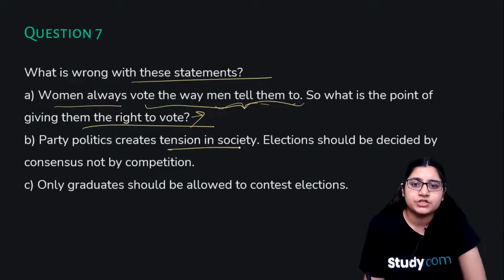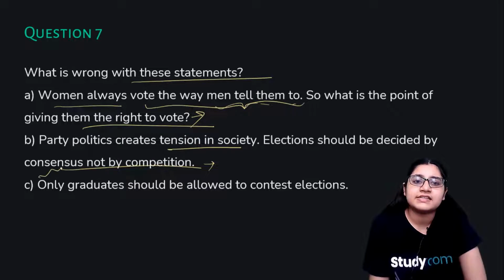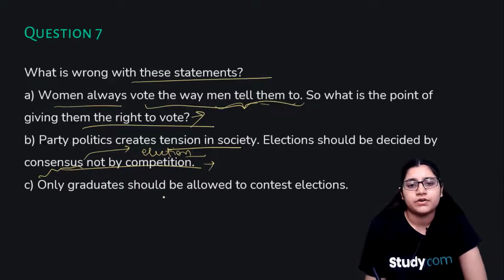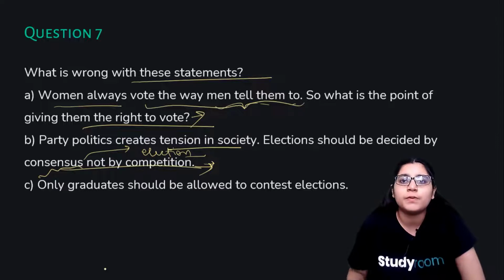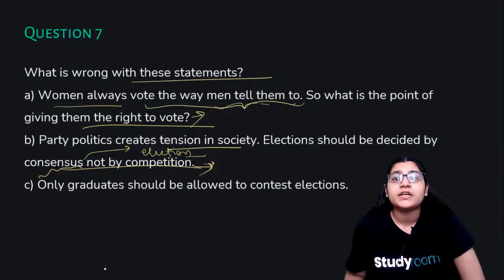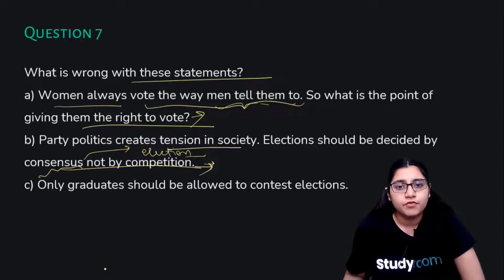Party politics create tension in society. Elections should be decided by consensus, not by competition. The thing is, consensus can only be reached through election because we have so much diversity in our country. Competition provides a space to grow. When two people are competing, there would be chances that the parties would perform better than their earlier performances just because they have a better competition now.